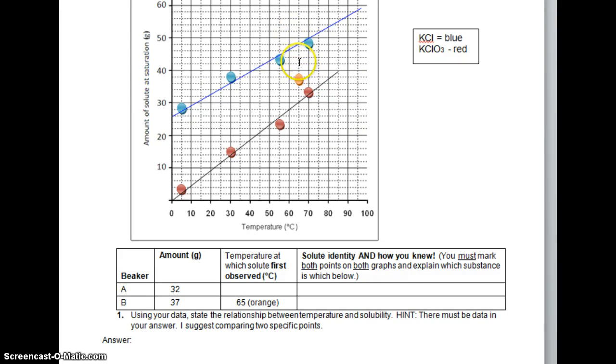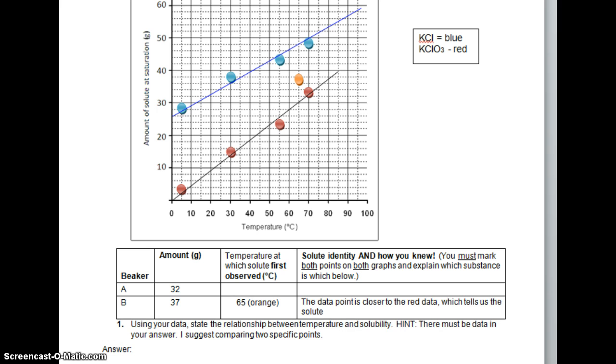Is it closer to the blue line or is it closer to the red data? I would say it's closer to the red data. Therefore, what does that tell you about the chemical in beaker B? The data point is closer to the red data, which tells us the solute used in beaker B was KClO3, which we know from looking at our legend up here.